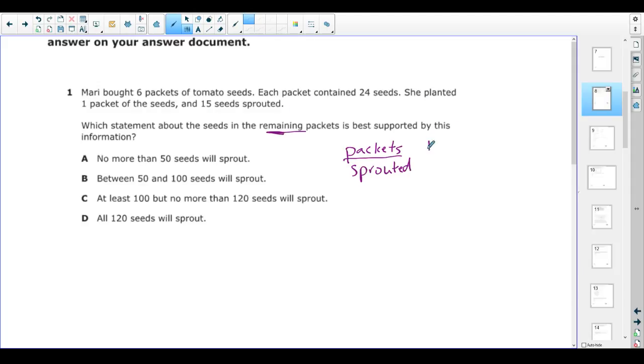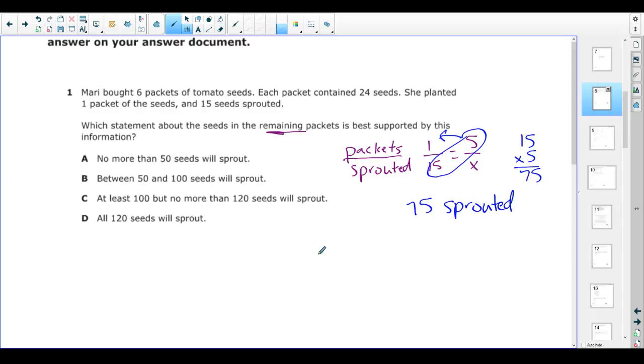So we know when she planted 1 packet, she got 15, and then the remaining, she doesn't have 6 anymore. She already used 1. She has 5 remaining, and we don't know how many will sprout from that. So we cross multiply. 15 times 5 is 75, divided by 1 is still 75. So she should expect about 75 to sprout.